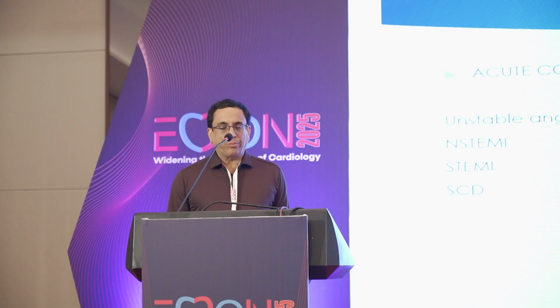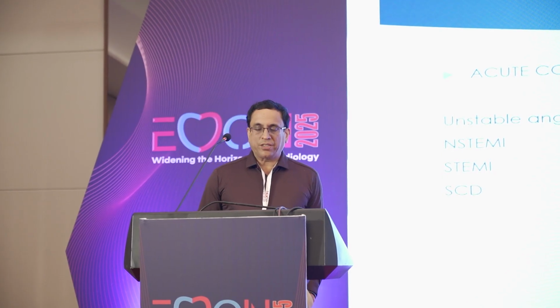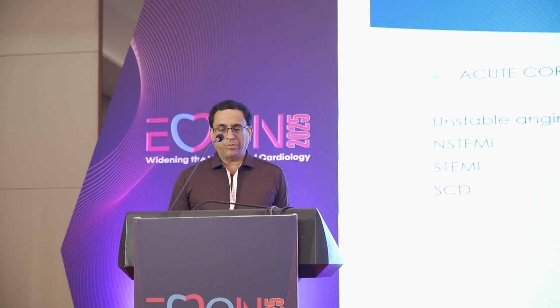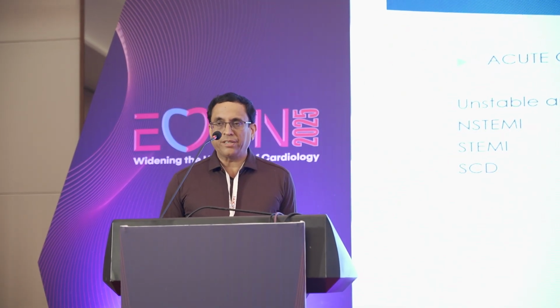We know that coronary disease presents in two ways. One is acute coronary syndrome. The second one is chronic coronary syndrome. Acute coronary syndrome includes the STEMI, non-ST elevation MI, sudden cardiac death, unstable angina. And chronic coronary syndrome is a recently coined name, maybe after 2018 or so.